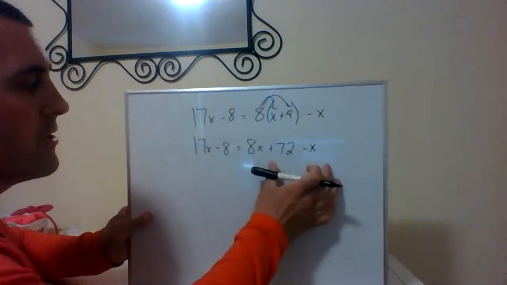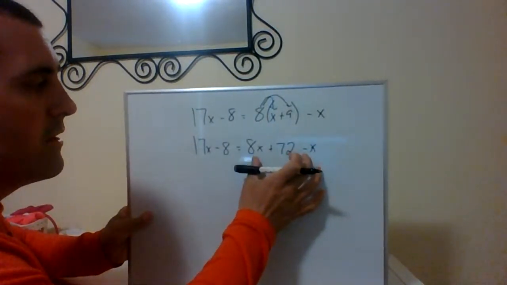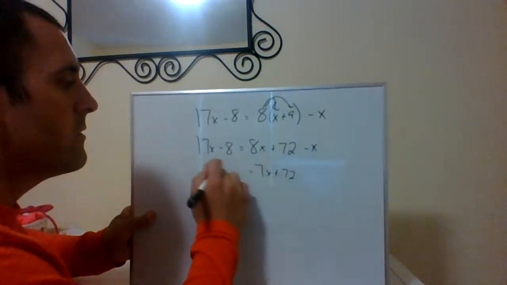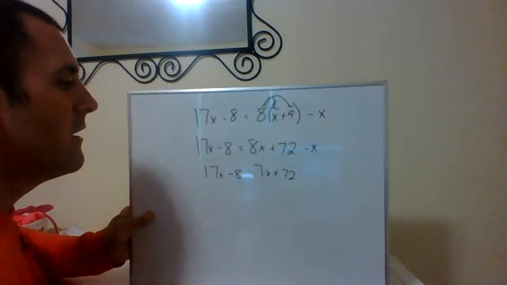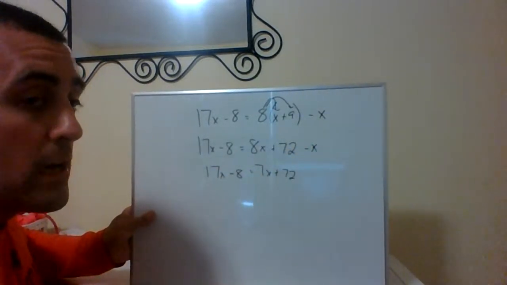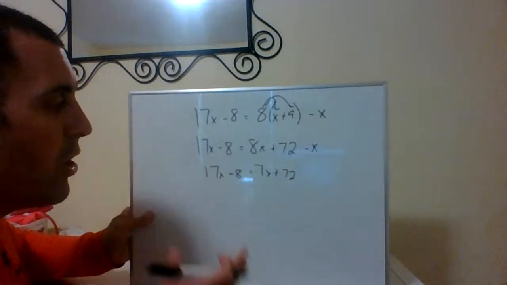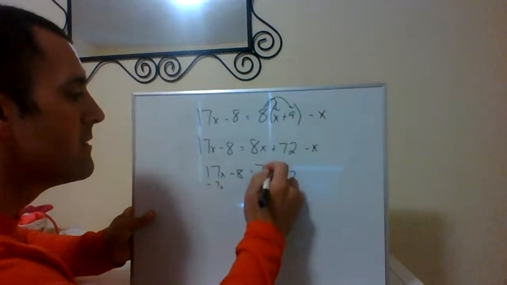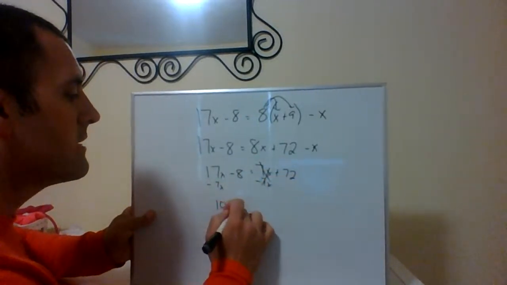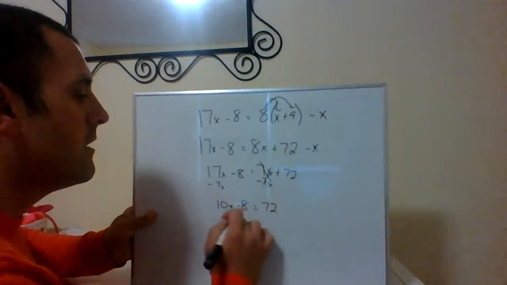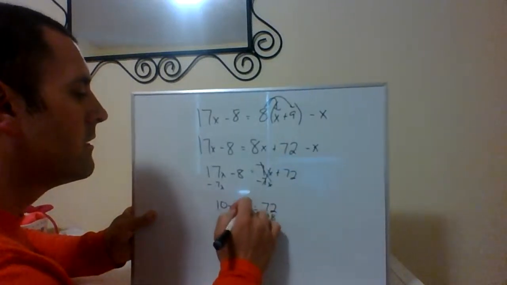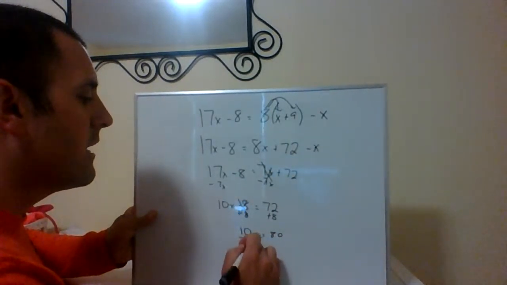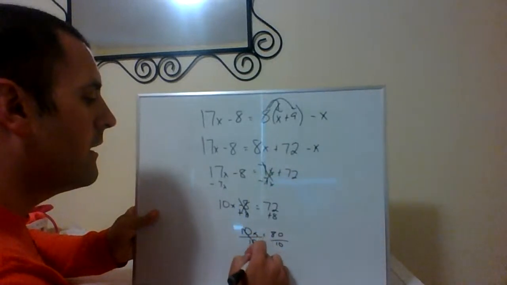Okay, so let's combine like terms over here first. Again, we're subtracting by x. So this is 7x plus 72 equals 17x minus 8. So get the variable on one side. Again, take the smaller coefficient out first, minus 7x. Minus 7x. That gives us 10x minus 8 equals 72. Add 8 to both sides. 10x equals 80. Divide both sides by 10. And x equals 8.